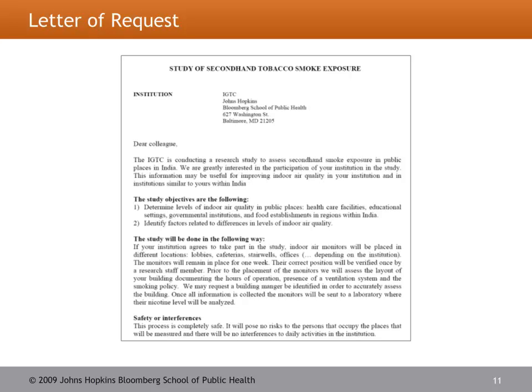This is just an example letter of request that you should send out to obtain permission from each of the venues or building owners before you go and start hanging monitors.